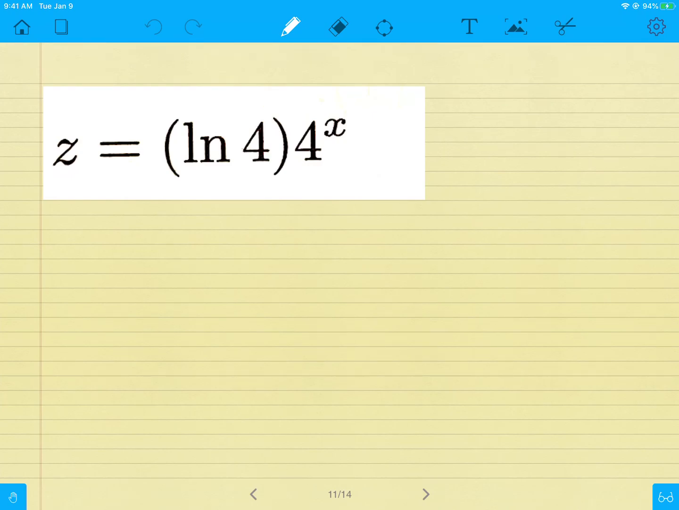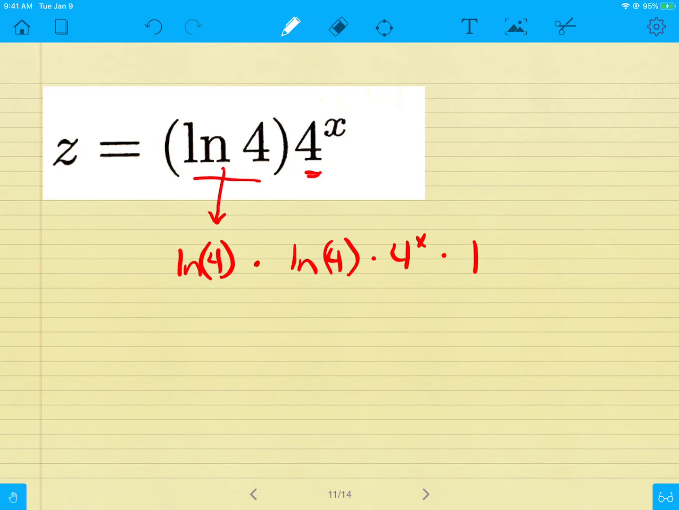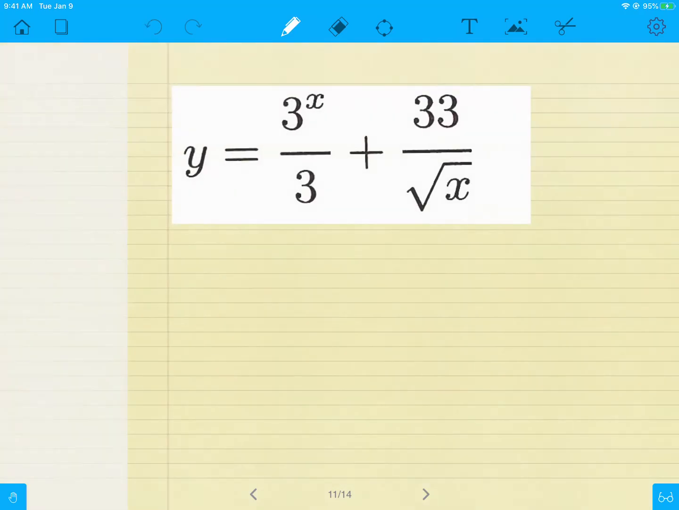Same thing as before. This is just a number, so ignore it. The natural log of 4 just stays out front. We just ignore it. That's just a leading number. So the derivative of 4 to the x is natural log of 4. That's the natural log of the base, times the actual exponential, times the derivative of the power, the exponent. And again, this thing just stayed there because it was just a constant out front. Okay, next one.